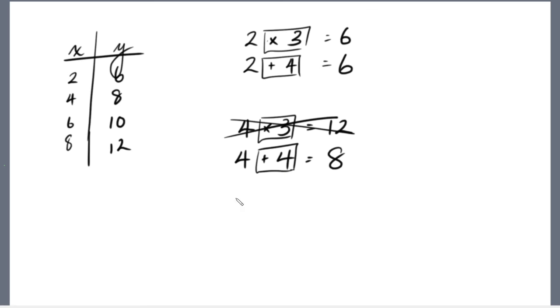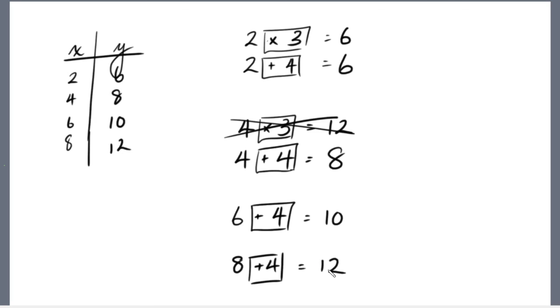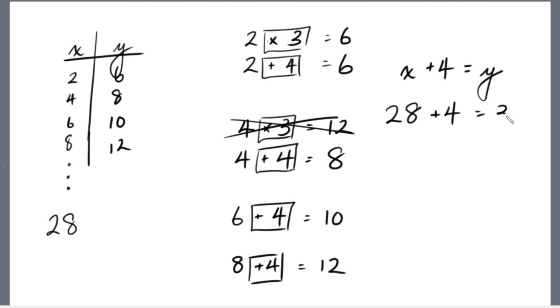If we test it out with the other cases, 6 plus 4 equals 10. We did get a 6 and 10 pair. That works. We did get an 8 plus 4 equals 12, and this plus 4 also works for the 8 turning into the 12. So the rule here that we can generalize is x plus 4 is equal to y. And if we plug in any value of x, we should be able to get y. So let's say I wanted to find what is y when x is 28. We could just plug in x, which is 28, plus 4 equals 32.